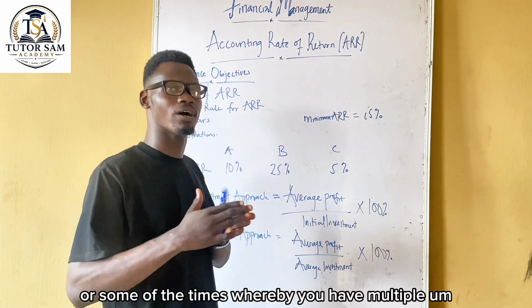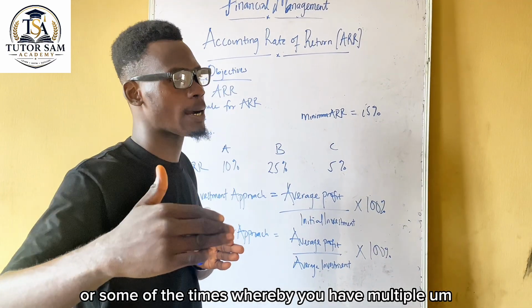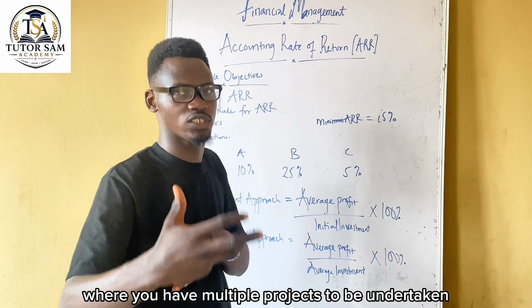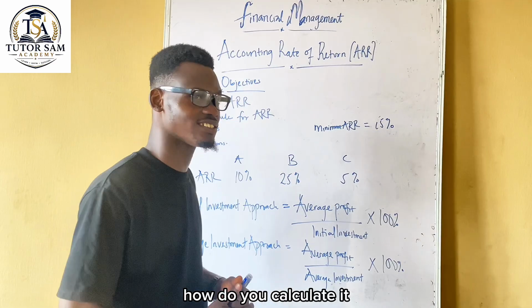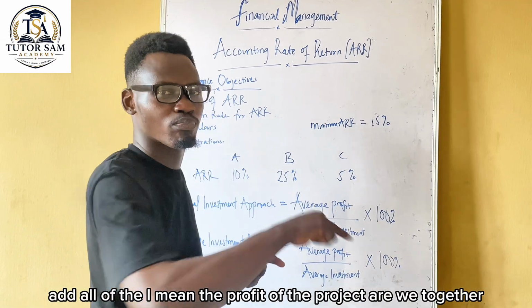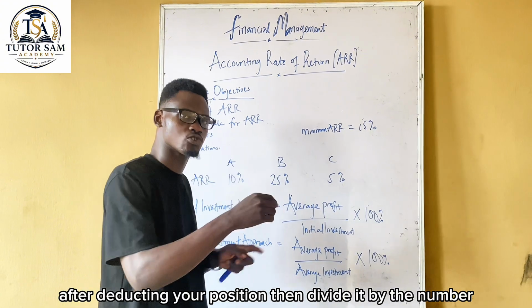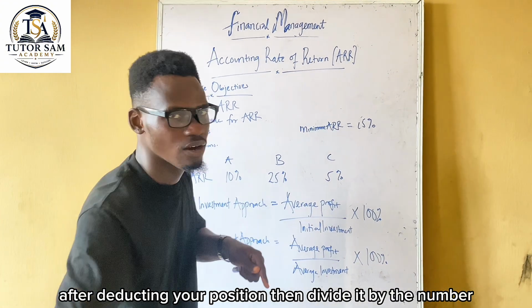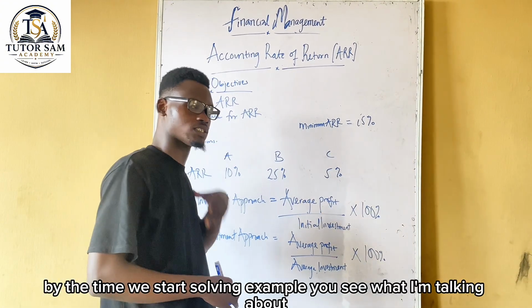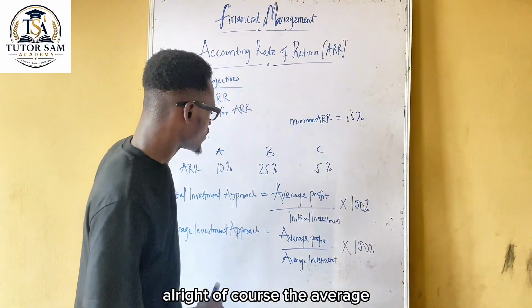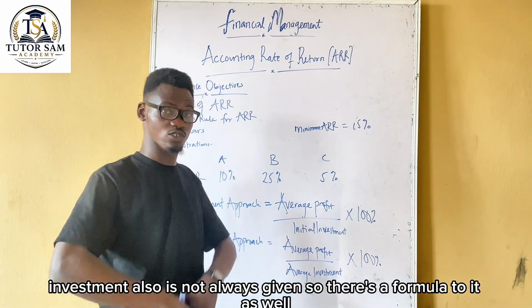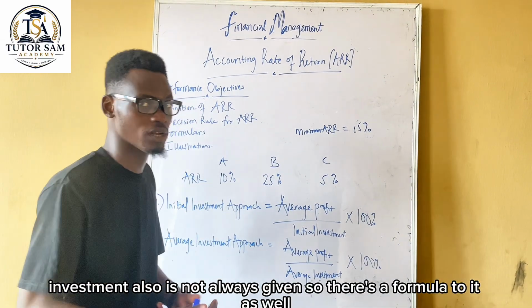Or sometimes whereby you have multiple projects to be undertaken, how do you calculate it? Add all of the profit of the projects, after deducting your depreciation, then divide it by the number of projects. By the time we start solving exams, you see what I'm talking about. All right. Of course, the average investment also is not always given. So there's a formula to intervene.